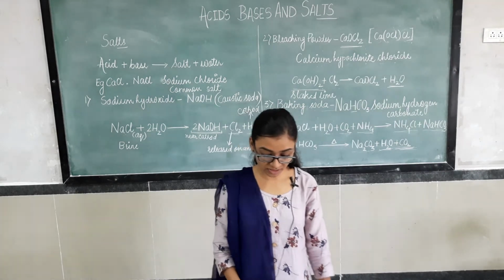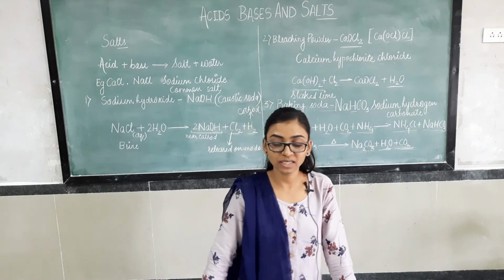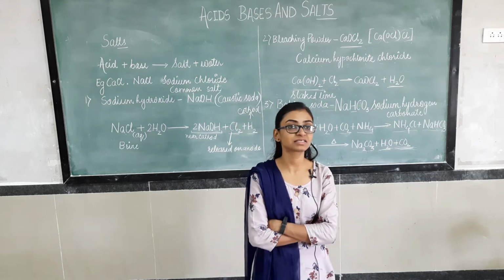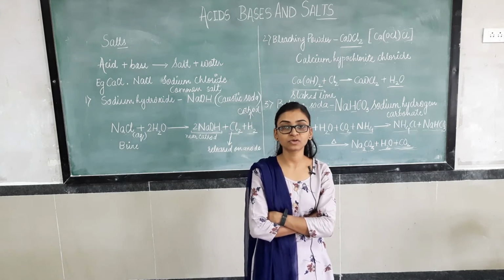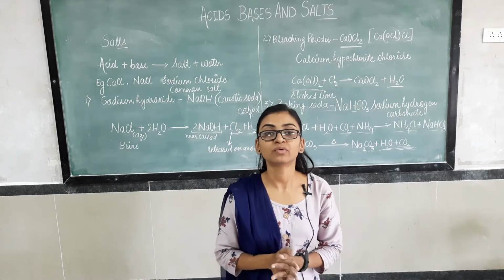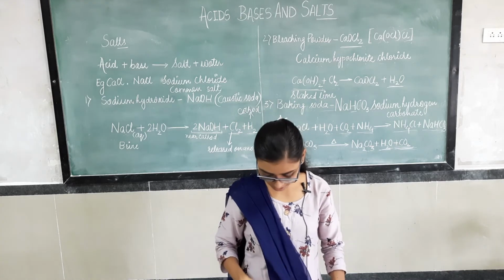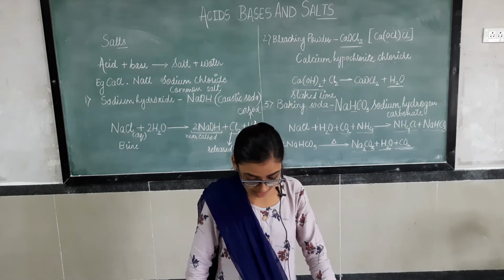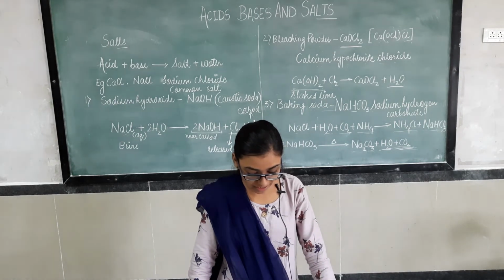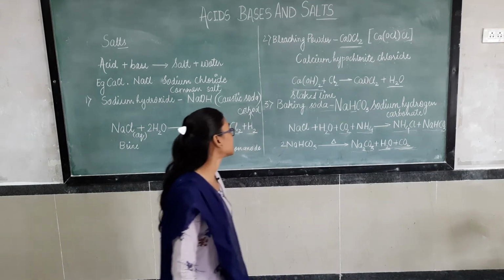So, what are the uses of baking soda? We use baking soda as an antacid. We have seen in a previous video that when a honeybee stings, its sting contains methanoic acid. To neutralize the acid released by that bee, what do we do? We apply baking soda over it so that it neutralizes the methanoic acid. So it is used as an antacid. It is also used as a good fire extinguisher.